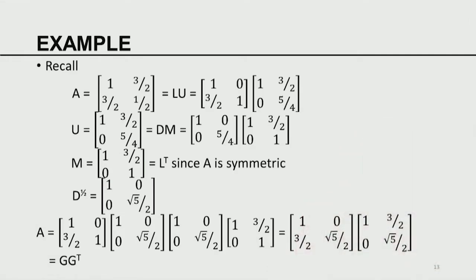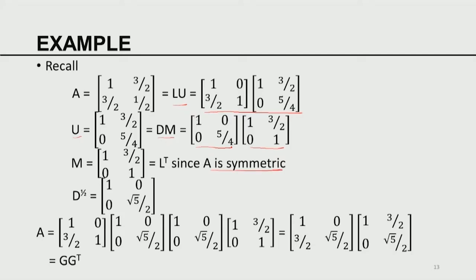It's instructive to go through these simple examples. I have already shown LU is given by this. My U elements are 1 and 5 by 4. So U can be expressed as LM. This is D. This is M. So M is given by this, and M and L are essentially transposes of each other since A is symmetric, and the diagonal elements of D are positive.